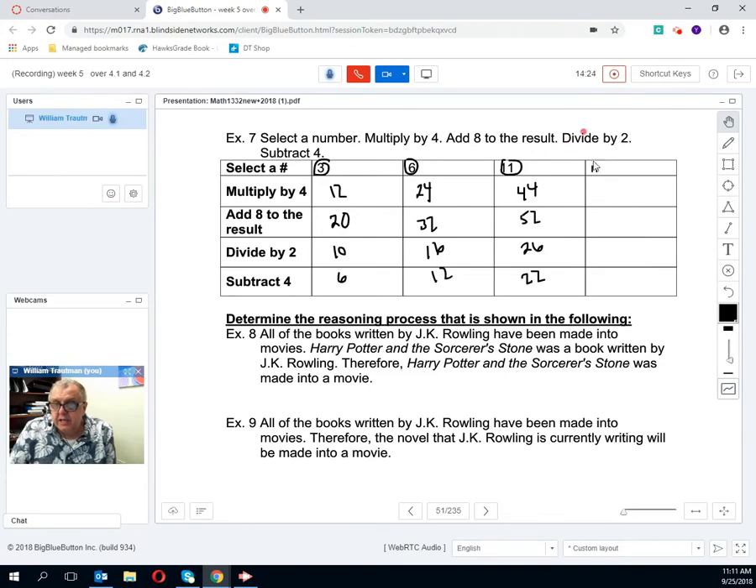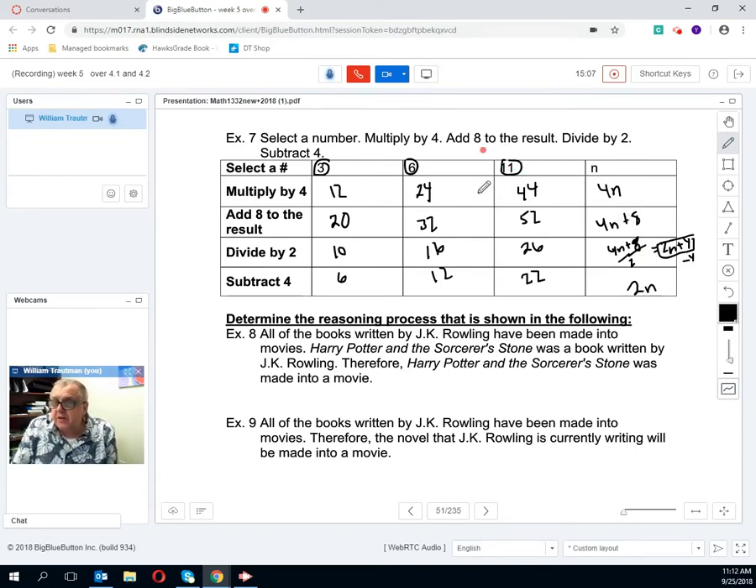So take n and multiply it by 4. I get 4n. Add 8, 4n plus 8. Divided by 2, 4n plus 8 divided by 2, which is really, it reduces. Do you see both of these divide by 2? In other words, 4n divided by 2 is 2n. 8 divided by 2 is 4. So that just reduces to this. And then subtract 4. 2n plus 4 minus 4. If I subtract 4 from this, I just get 2 times n.